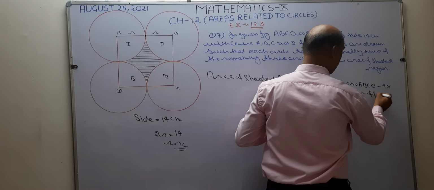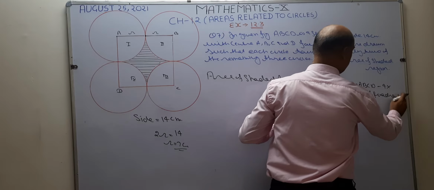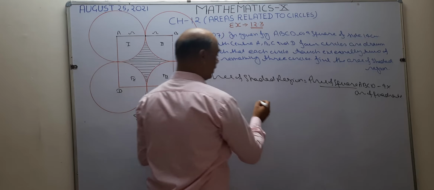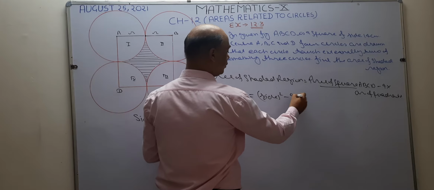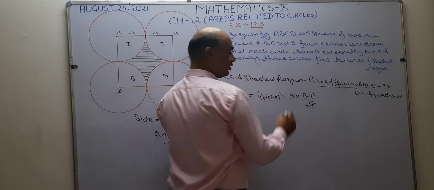4 times area of quadrant. Now you know what the area of a square is. How do you find the area of a square? The formula is side square. Minus 4 times the area of quadrant, you know, pi r square by 4. This 4 is cancelled with 4.